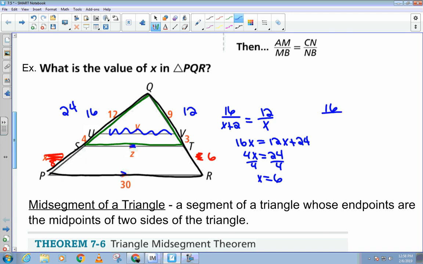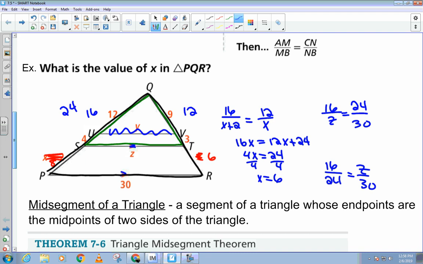So 16 is to z as 24 is to 30. I'm not going to be doing it. I would have done 16 is to 24 and z is 30. Anybody else would have done that? Same thing. 16 is to 24 as z is to 30. You would get the same answer. Look. Cross multiply. We would get the same answer.